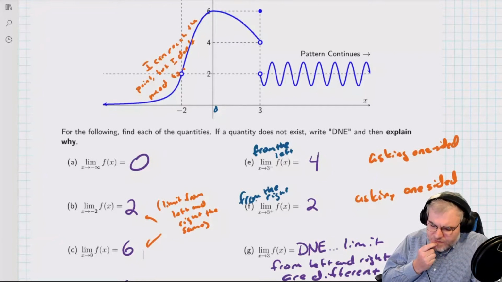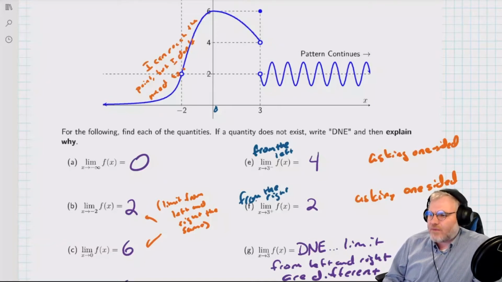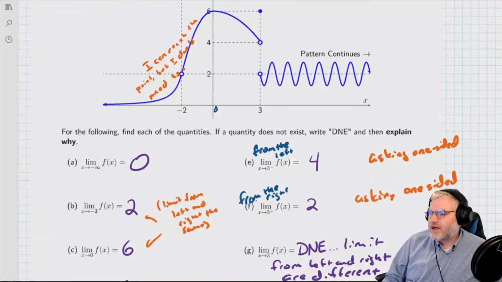Now G is D and E. We'll get to that. E and F here, 4 and 2. So as I go to 3 from the left, I get 4. As I go to 3 from the right, I get 2. How do we feel about that one, 1 to 5? So that's E and F.